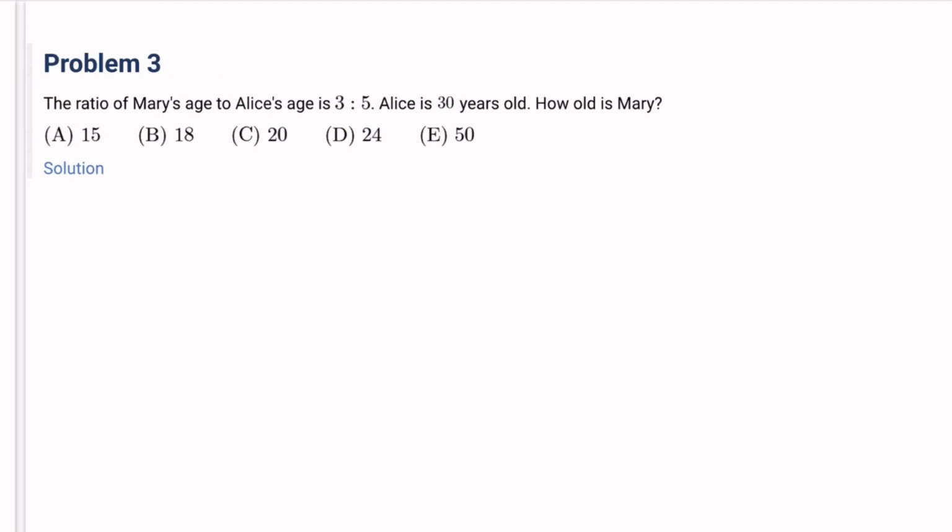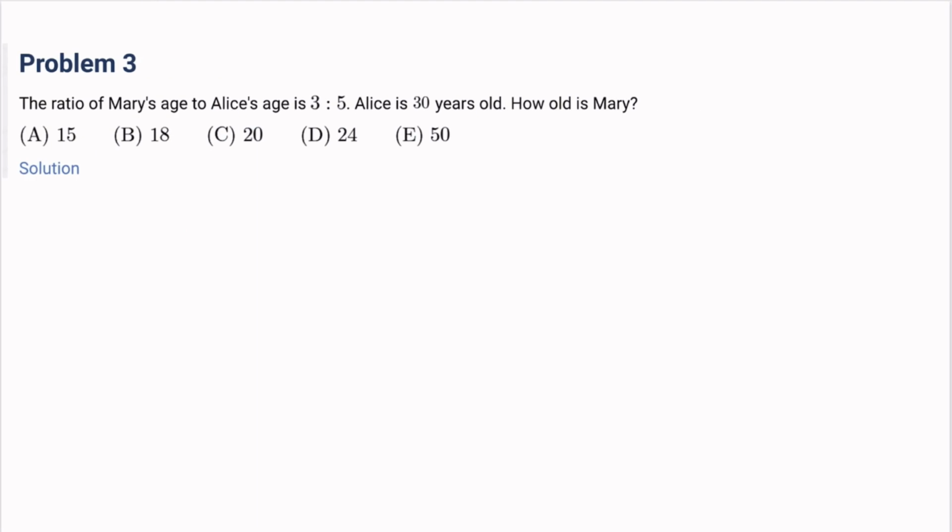It's C. Number 3: the ratio of Mary's age to Alice's age is 3 to 5. Alice is 30 years old. How old is Mary? Okay, so since this is Alice, this is equal to something times 30, right? And then since this is multiplying by 6, this is times 6, so this would also be times 6. So 3 times 6, that's 18, right? So Mary is 18 years old.